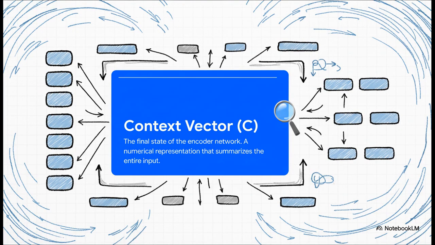That connection is something called the context vector. You'll often see it labeled with a C. And this vector is the singular thought we were talking about. It's basically the encoder's final memory, a rich summary of the whole input sequence, all packed into a bunch of numbers. And what's crucial is that this vector is the only thing the decoder ever sees about the original input.